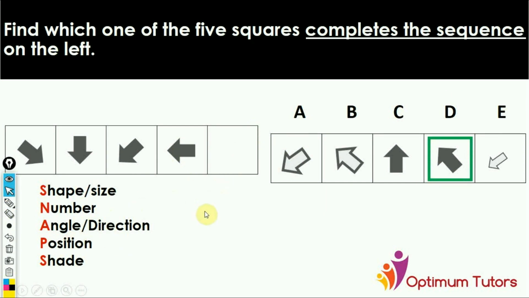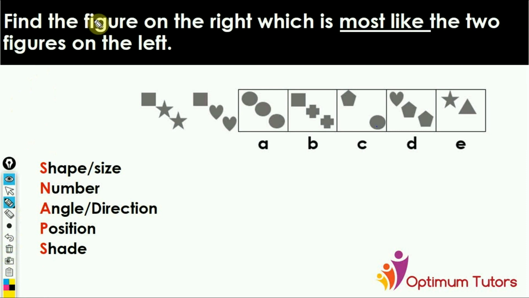Okay, let's look at the next question. It says, find the figure on the right which is most like the 2 figures on the left. So we need to have a look at these figures and see what they have in common, because remember, using the mnemonic SNAPS, we are looking at what is the same and what is different. So you can see both of these have got squares at the top left corner, and then they've got 2 other shapes. The shapes are different with each one, but they're organized in a diagonal direction.